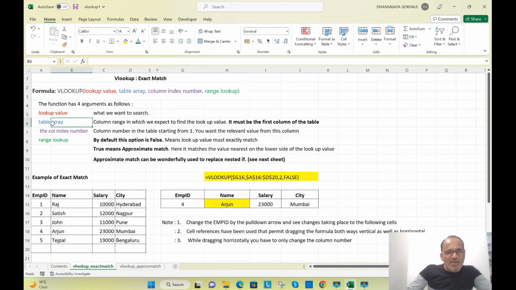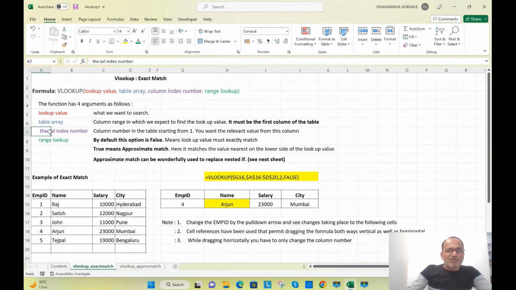What is the table array? Table array means the range in which the entire values are given. That means your lookup value as well as all the answers that you may be looking for. So that is called the table array. The third argument is the column index number.